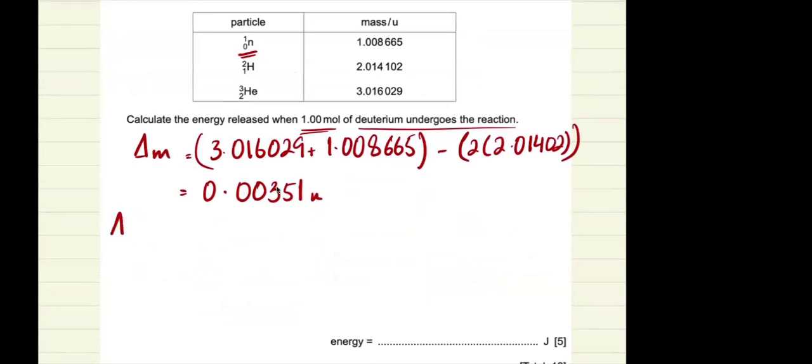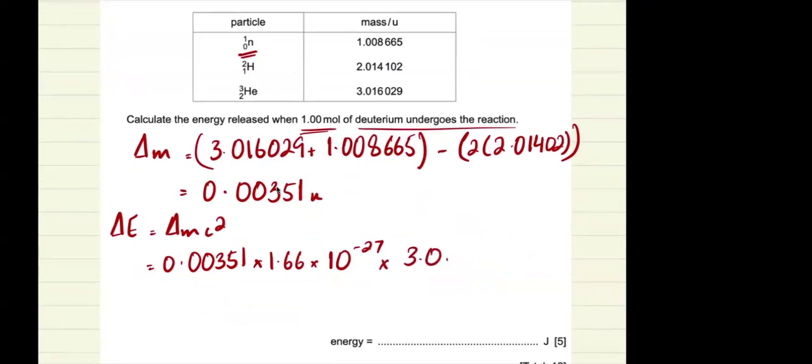So when I find E, which is delta M c squared, so 0.00351 U, where U is 1.66 into 10 to the negative 27 kg, times 3.0 into 10 to the 8 squared. Right, so this is the energy which would be released in the case of this reaction. So this turns out to be 5.24 into 10 to the negative 13 joules.